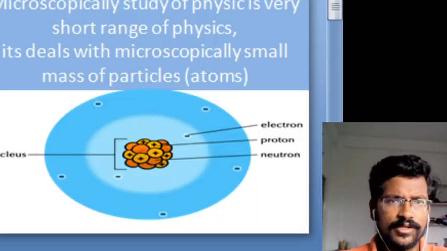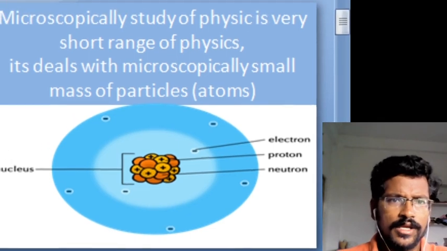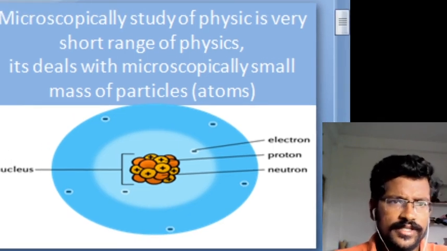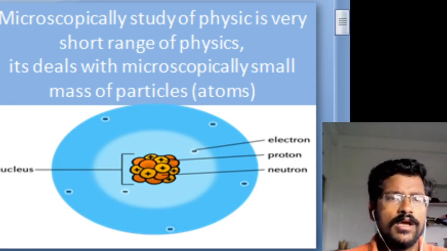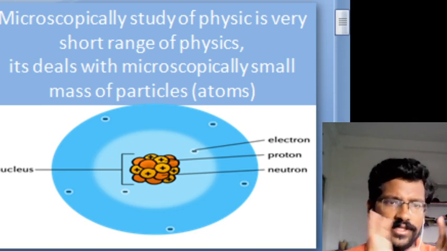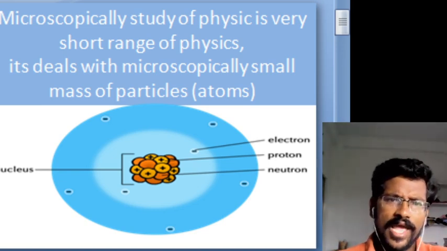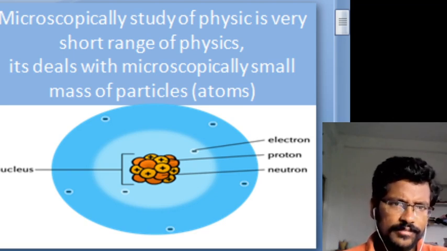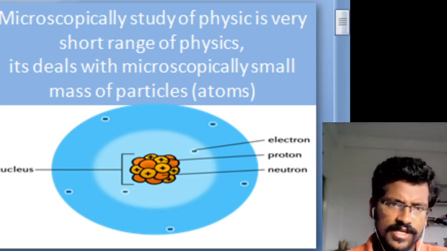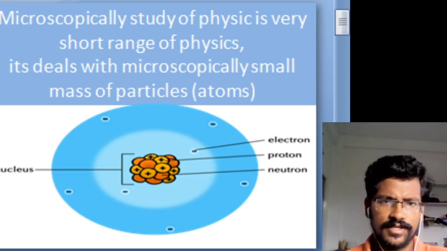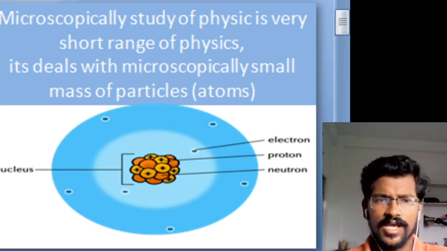The microscopic study of physics, as we already said, is the short range study of physics. It deals with microscopically small particles of mass, like atoms. This is an atom. This is also an atom. Every atom has a nucleus. Every nucleus has protons and neutrons. Here protons have positive charge, neutrons are chargeless.